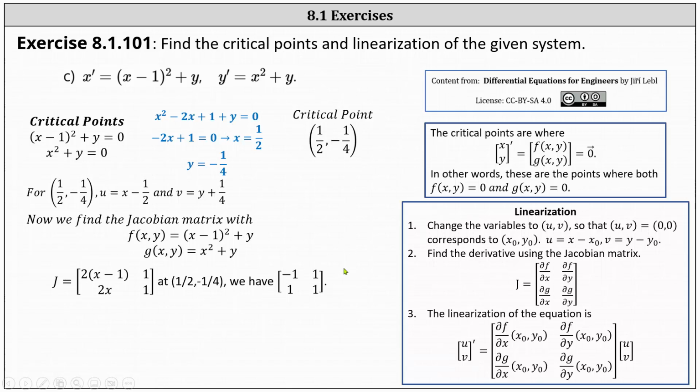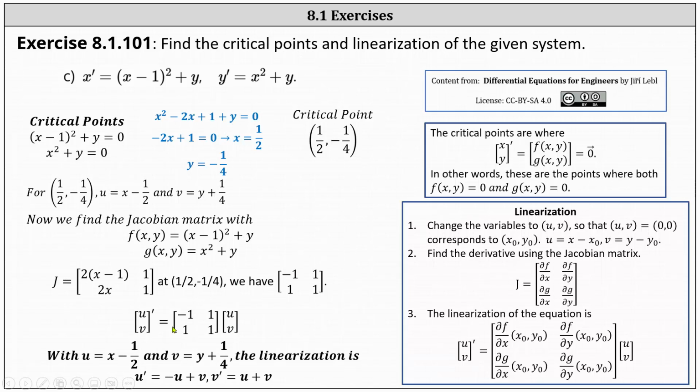And now we have the information we need for the linearization when u equals x minus 1/2 and v equals y plus 1/4. We have the derivative of the vector uv equals the 2 by 2 Jacobian with entries negative 1, 1, 1, 1 times the vector uv. This indicates with u equal x minus 1/2 and v equals y plus 1/4, the linearization is u prime equals negative u plus v, and v prime equals u plus v.